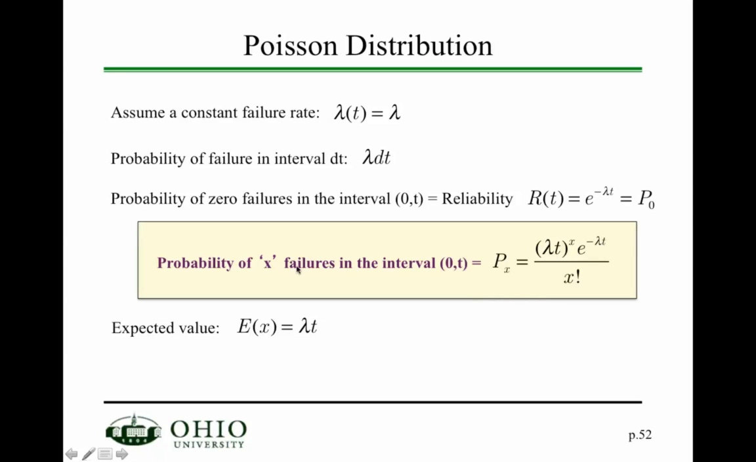If there are 0 failures in that interval, this becomes (lambda t) to the power 0, which is 1, divided by 0 factorial, which is 1. So that is e to the minus lambda t, which is actually the reliability.